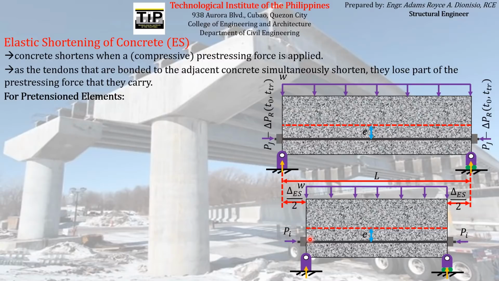So if we investigate the two materials here, the concrete and the pre-stressing reinforcement, let's start with the concrete. We will investigate what happens to the concrete when it experiences elastic shortening. We can recall from mechanics of deformable bodies that strain is equal to deformation over length. So in the case of the concrete, the strain being experienced by the concrete, let us just call it strain sub ES, the strain due to the elastic shortening of concrete.